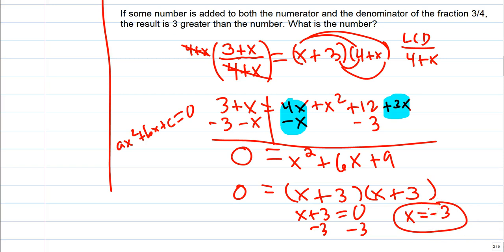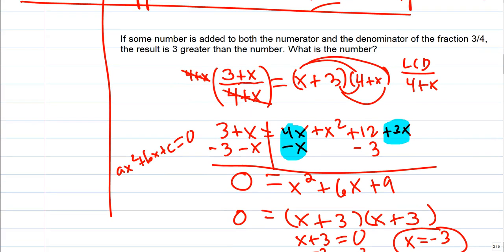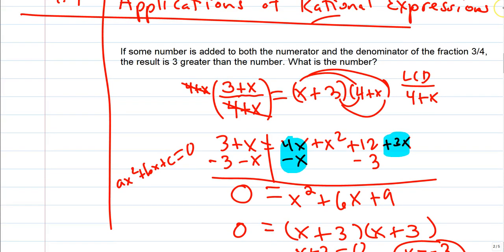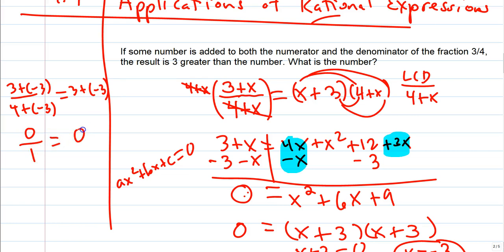Okay? And I can actually check that. Just to make sure we're not totally crazy here, go up to the original. I can do 3 plus negative 3 over 4 plus negative 3, which should be equal to 3 plus negative 3. We got 0 divided by 1 is equal to 0. 0 equals 0. This is true. So that is our answer.